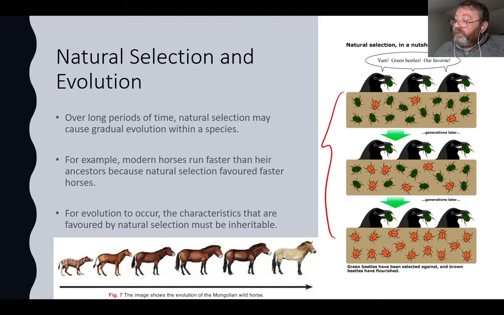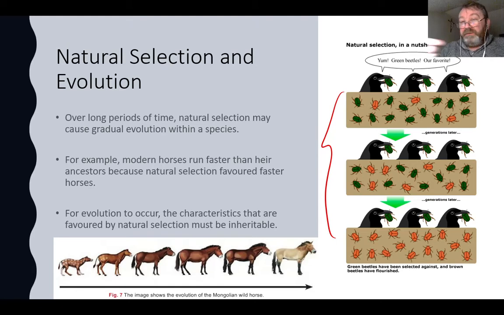For evolution to occur, the characteristics that are favoured by natural selection must be inheritable. So what I mean by that is that the green beetles are going to die away because they're green. The brown beetles are going to survive because they're brown. So therefore, being a brown beetle, reproducing and forming more brown beetles increases the rate of survival. So now, brown is good.